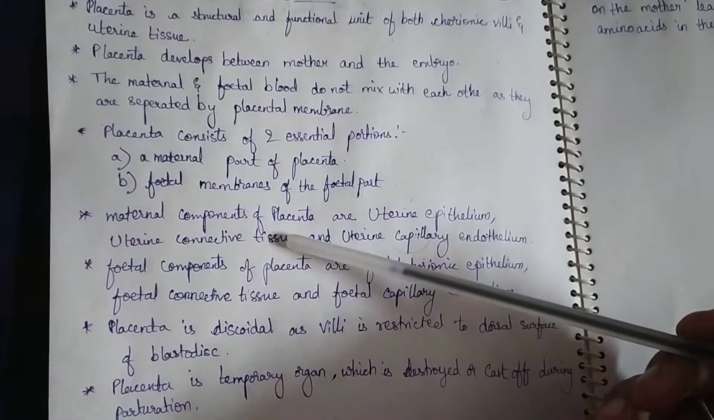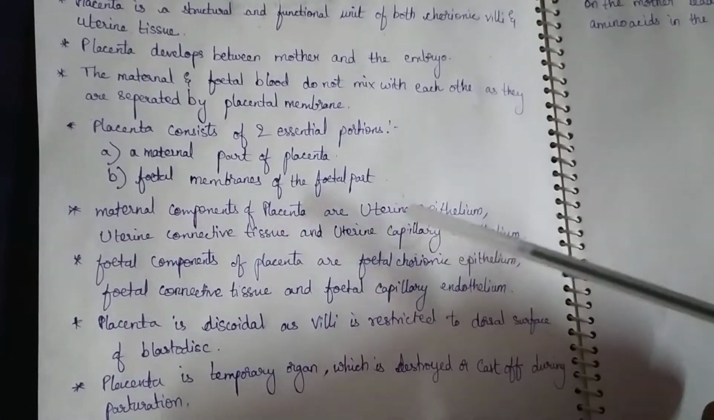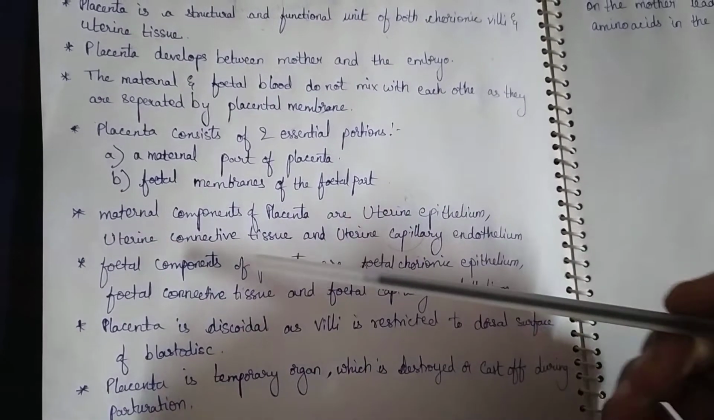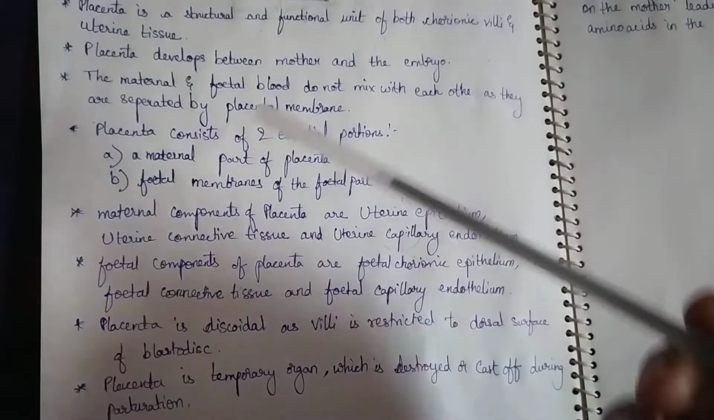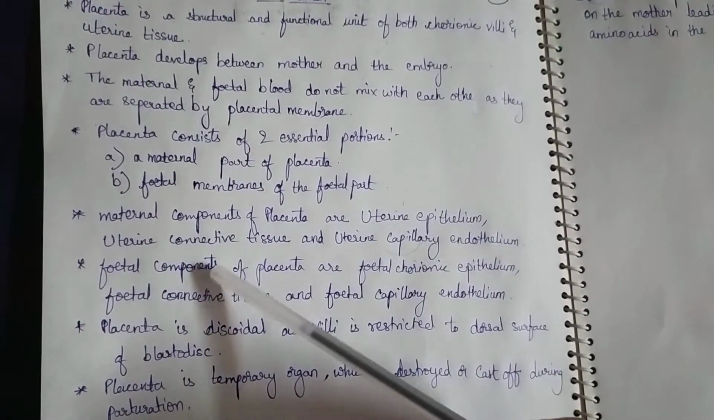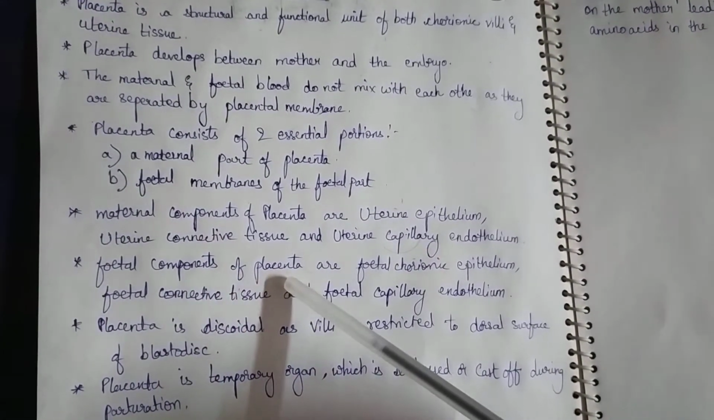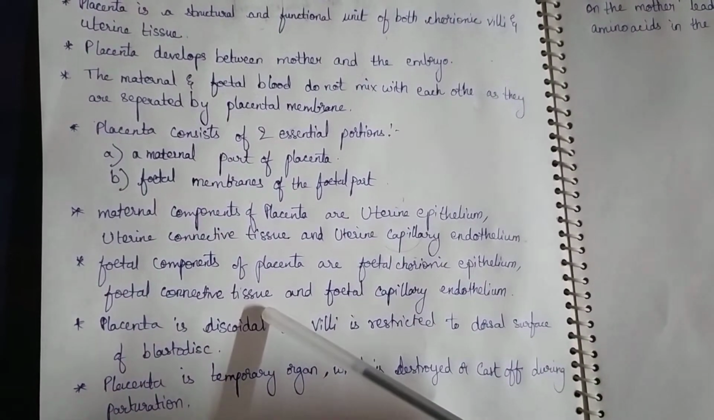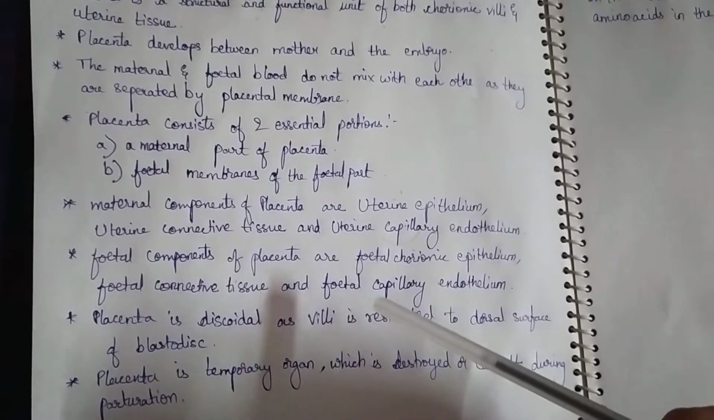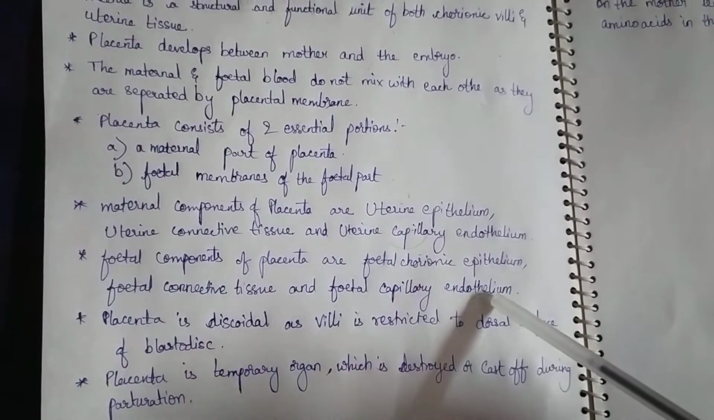Maternal components of a placenta consist of uterine epithelium, uterine connective tissue and uterine capillary endothelium. And fetal components of the placenta are fetal chorionic epithelium, fetal connective tissue and also fetal capillary endothelium.